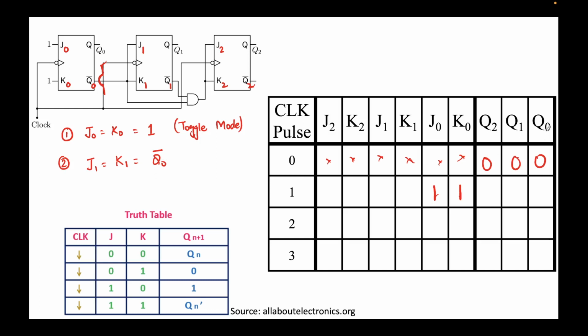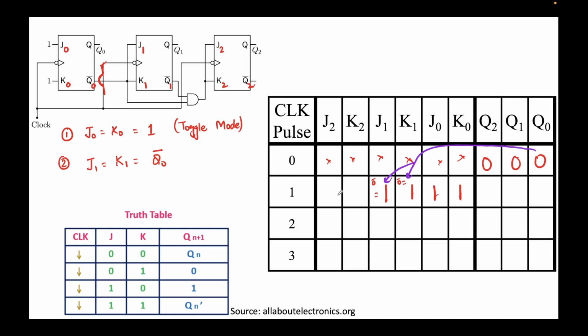J1, K1 is nothing but Q0 bar. So what's Q0? Q0 is 0, right? So J1, K1 will be nothing but Q0 bar. So this means 0 bar, which will turn out to be 1. This is also 0 bar, which will turn out to be 1, right? Again, remember in the last problem also, we obtained these next inputs based on the previous outputs. So this is giving this and this.